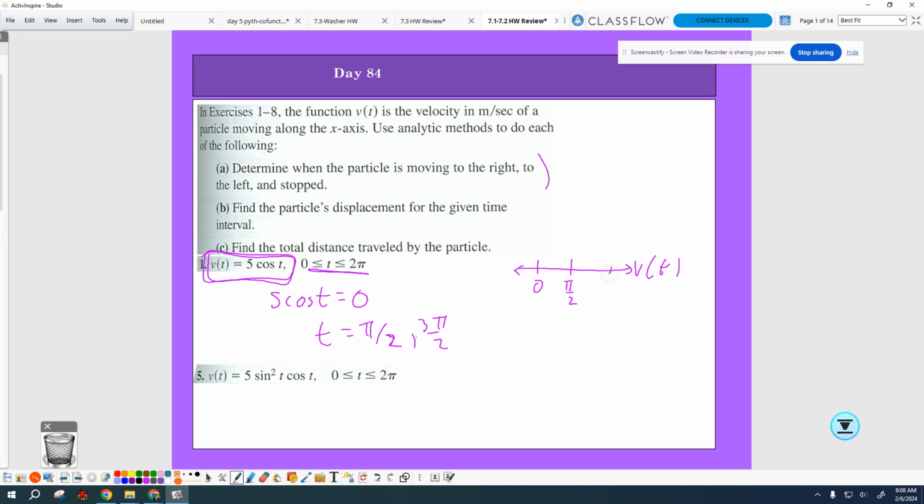And cosine's positive in quadrant 1, negative in 2 and 3, positive again in quadrant 4. So when is it moving right? When is it moving right? When it's positive, so 0 to pi over 2 and greater than 3 pi over 2. Okay.